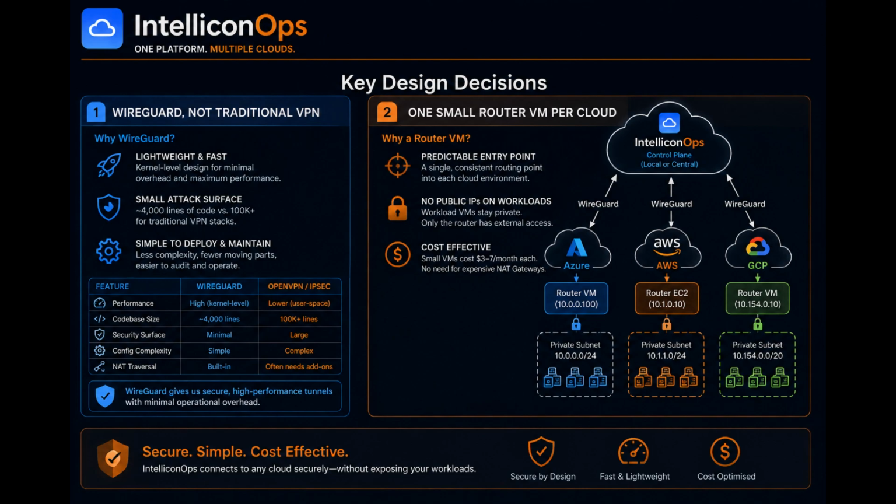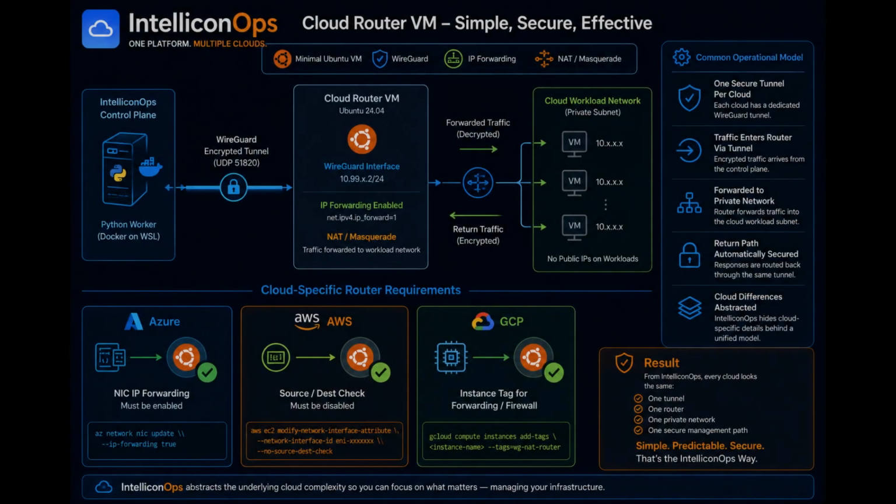Each cloud router is deliberately very simple. It's a minimum Ubuntu machine running WireGuard with IP forwarding enabled. Traffic arrives through the encrypted WireGuard tunnel and is then forwarded into the cloud workload network. There are some cloud-specific differences underneath. Azure requires IP forwarding on the router's network interface. AWS requires the normal source and destination checking behavior to be disabled on the router interface, and GCP has its own forwarding configuration. IntelliconOps can hide those cloud-specific differences behind a common operational model. From the platform's point of view, they're all simply secure routes into private infrastructure.